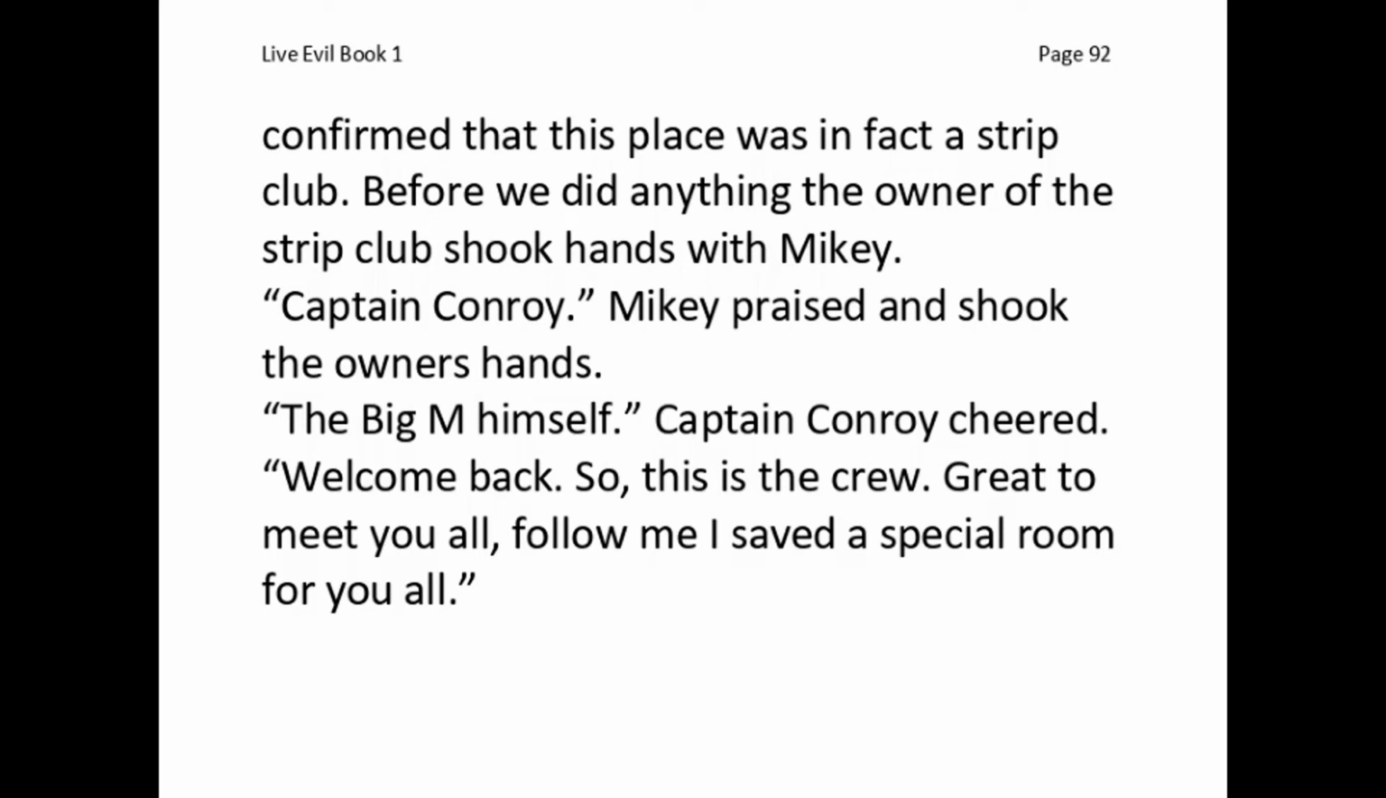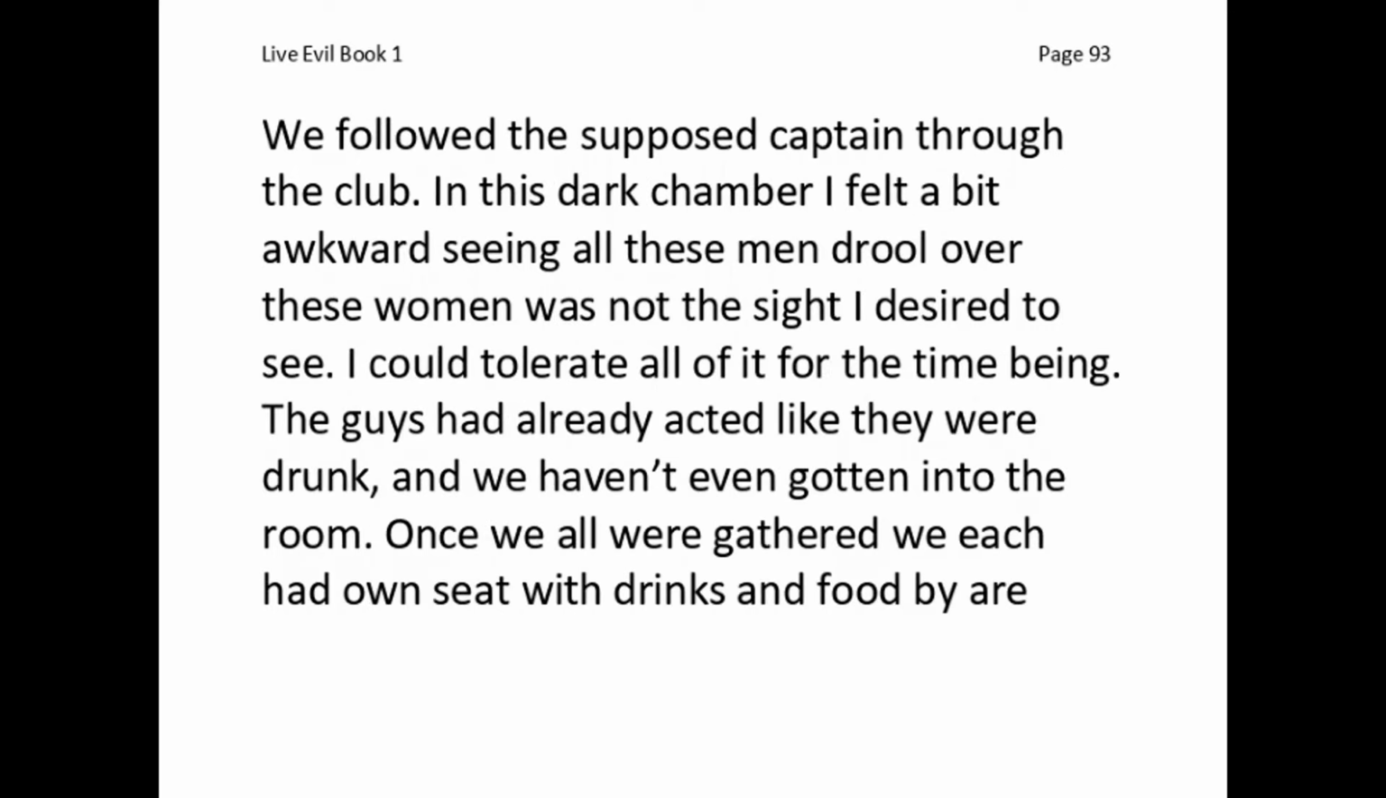We followed the supposed captain through the club. In this dark chamber, I felt a bit awkward. Seeing all these men drool over these women was not the sight I desired to see. I could tolerate all of it for the time being. The guys had already acted like they were drunk, and we hadn't even gotten into the room. Once we all were gathered, we each had our own seat with drinks and food by our side.